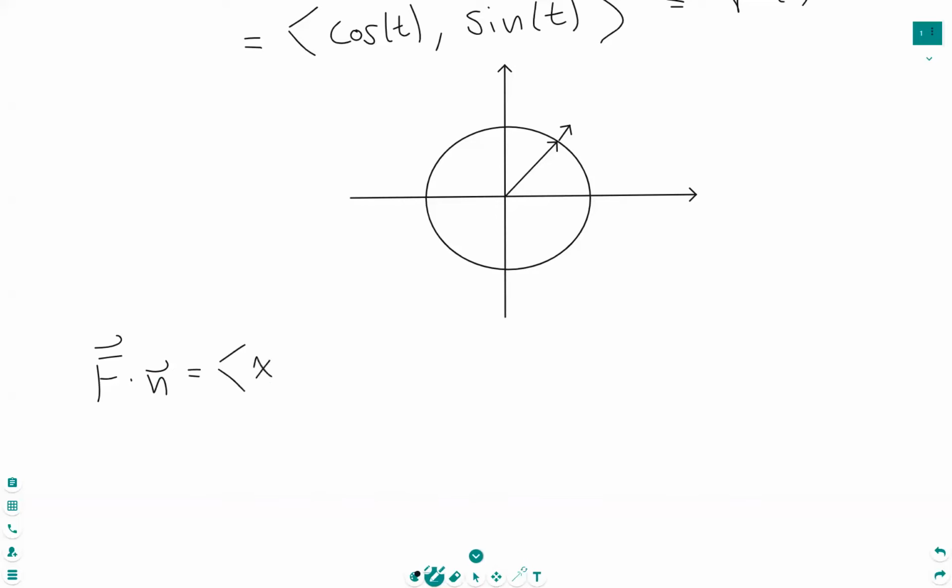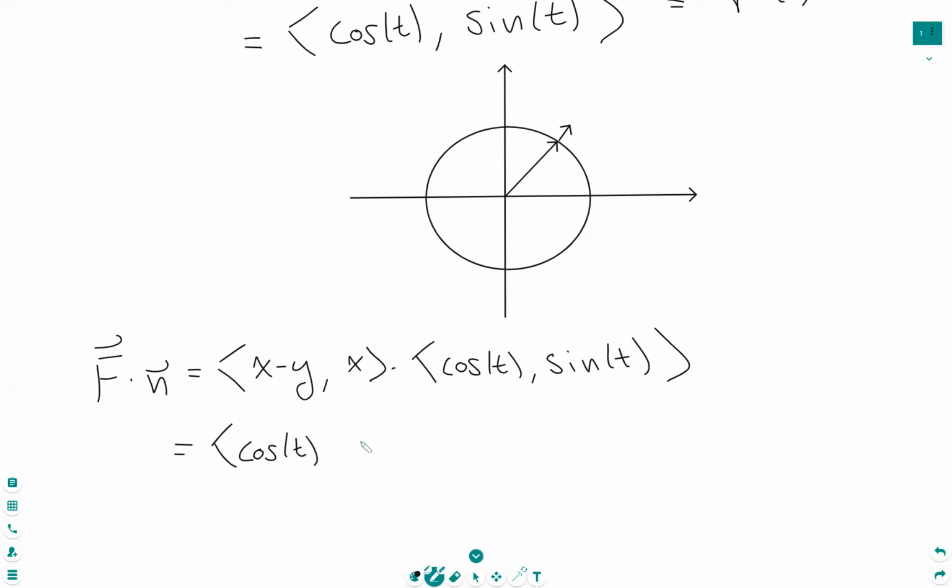So this is (x − y, x) dotted with (cos t, sin t). We have x's and y's here, but we need to translate those to their corresponding values for our parameter choice. We said that x was equal to cosine of t, and y was equal to sine of t. So we can go ahead and plug that in before we do this dot product.